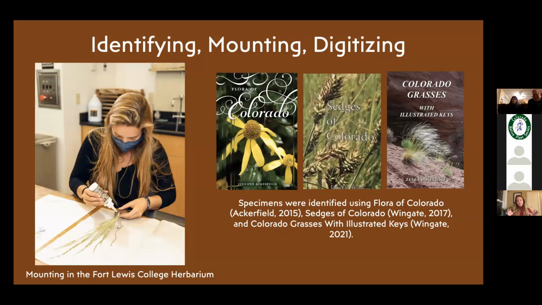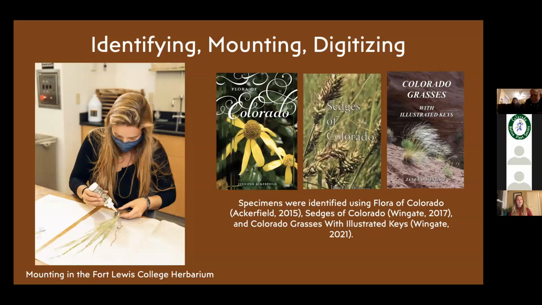And we used microscopes, and sometimes I had to rehydrate the plants with some soap and water and let it soak so I could open up these dried flowers a little bit better and look at their characteristics. So once they were identified, and hopefully identified correctly with Ross's help, and I used the Flora of Colorado, Sedges of Colorado, and Colorado Grasses. Those were my main three books that I spent a lot of time with and got very, very close with. And after all that identifying, the mounting and digitizing process began.